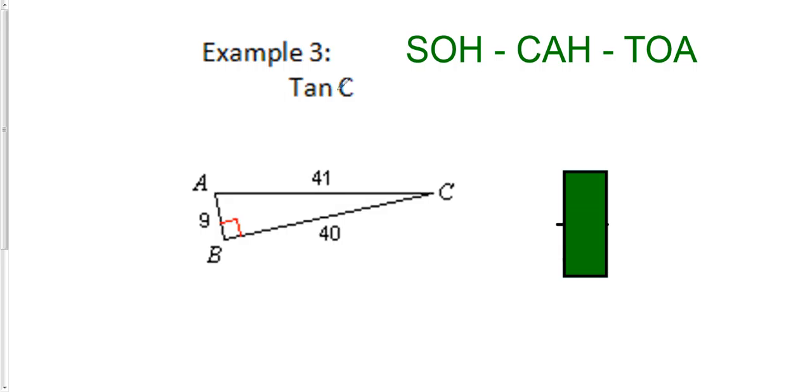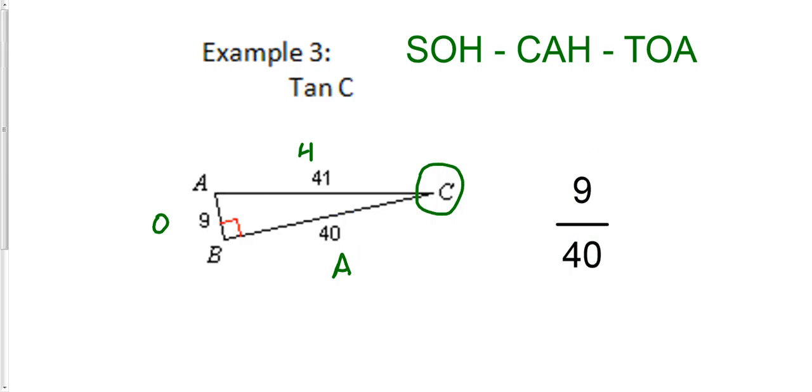Do one more example. We want the tangent of c. Well, here is angle c. 9 is opposite. 41 is the hypotenuse. And 40 is the adjacent. Tangent is opposite over adjacent. So it's 9, the opposite, over 40, the adjacent. That one won't actually reduce. So we would just say simply, tangent of c is 9/40.